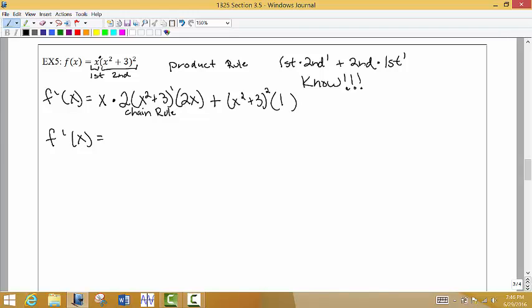So 2x and 2x. That would be 4. 2 times 2 is 4, and then x times x is x squared. And then I have this group x squared plus 3. And then we have another term plus, and I have x squared plus 3 squared times 1, so I'm just going to leave that as x squared plus 3 squared.